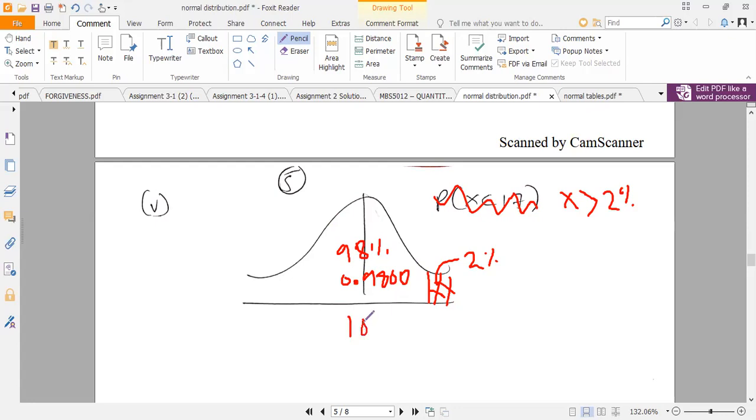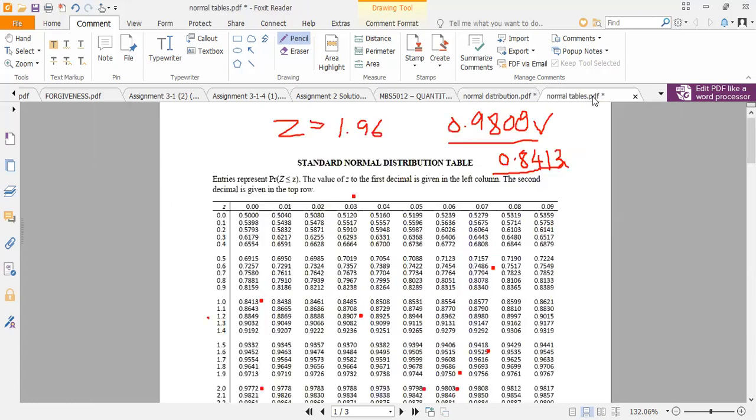So we need to know the x here that we are looking for. So 0.9800 is the probability. So we read from inside the table. So we already found that one.